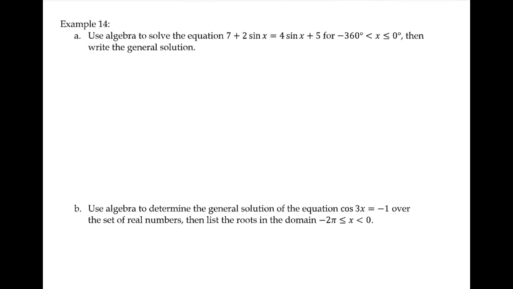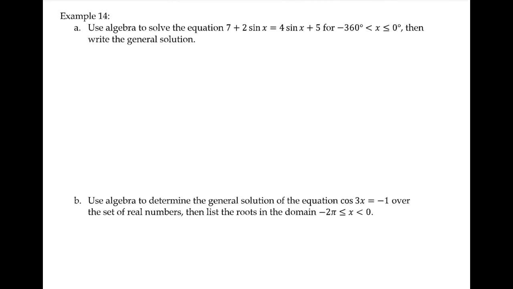All right, so we're on our last example. Bear with me, we're almost done. It says use algebra to solve the equation 7 plus 2 sine x equals 4 sine x plus 5 for, and this is really important, from -360 to 0. Then write the general solution.